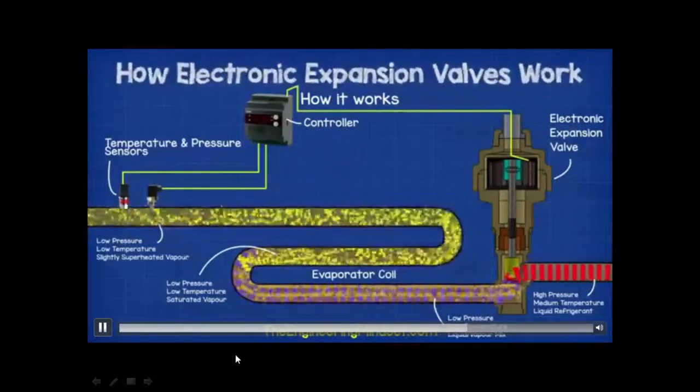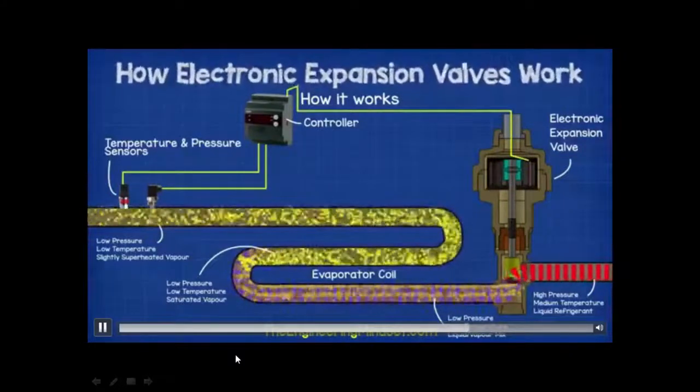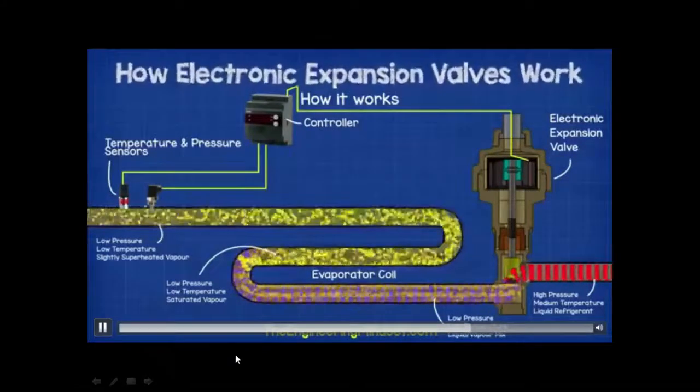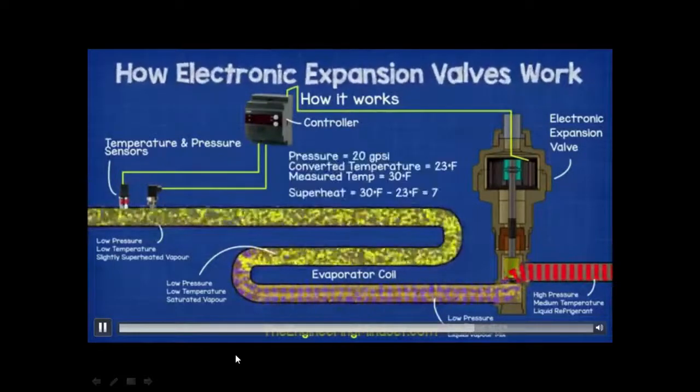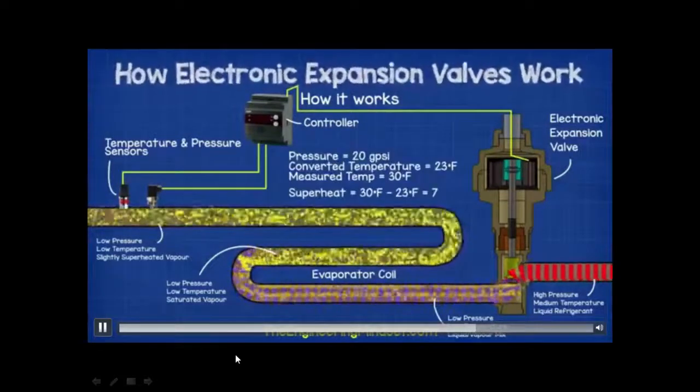The pressure is measured and converted by the controller, using stored data for the refrigerant being used in the system, to find the saturation temperature. This is then compared to the actual temperature measurement. The difference between the two is the operating superheat.